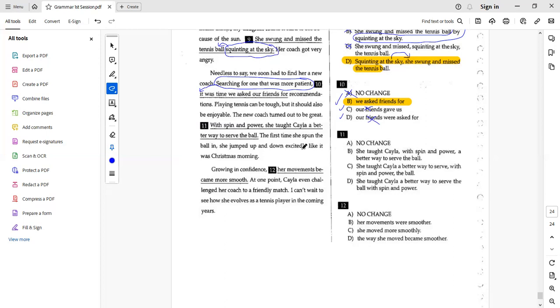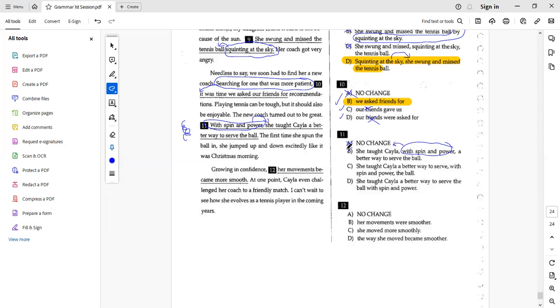Number 11. "With spin and power." We need now something that has spin and power. "She taught Kyla a better way to serve the ball." So "with spin and power" would describe "she." But with spin and power, it's not going to be for she; it's something that starts turning over. So A is wrong.